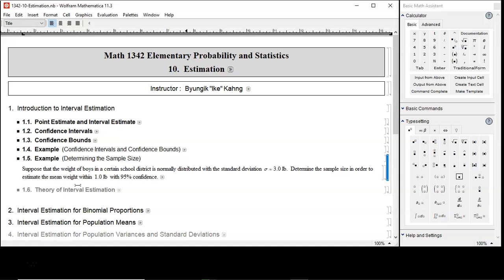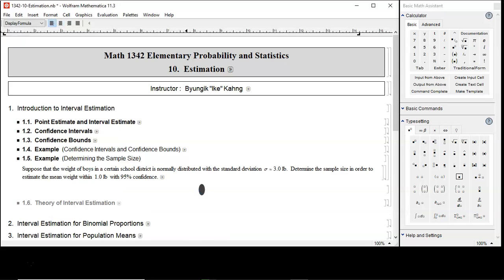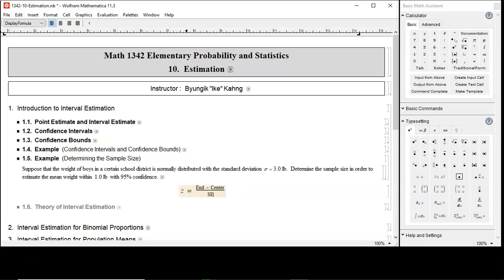And where does the sample size show up in a normal problem? Z is end minus center over SE. That's one formula that we have to know.